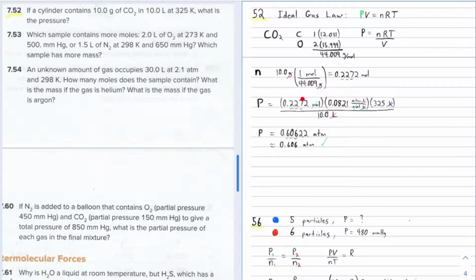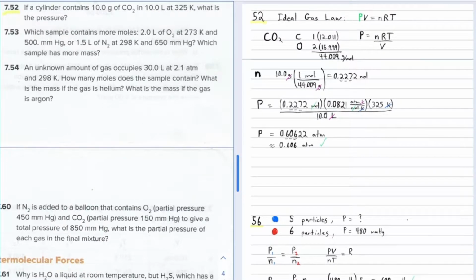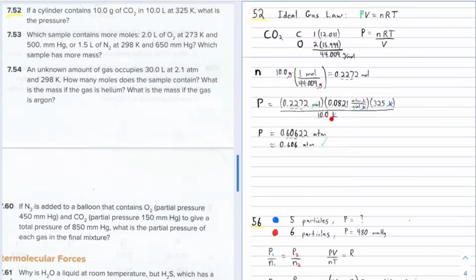So here's the moles. Here's the gas constant that you can look up in the textbook. It's always the same, 0.0821. And the units of the gas constant are atmosphere liter per mole per Kelvin. You plug in the temperature, 325 Kelvin, that you're told in the problem, and also the volume, 10 liters. And you can see the liters canceling the liters inside the gas constant units, the Kelvin canceling the Kelvin, and the mole canceling the mole, and you're left with units of atmosphere. And doing the math, you get 0.60622 atmospheres, which rounds to 0.606.